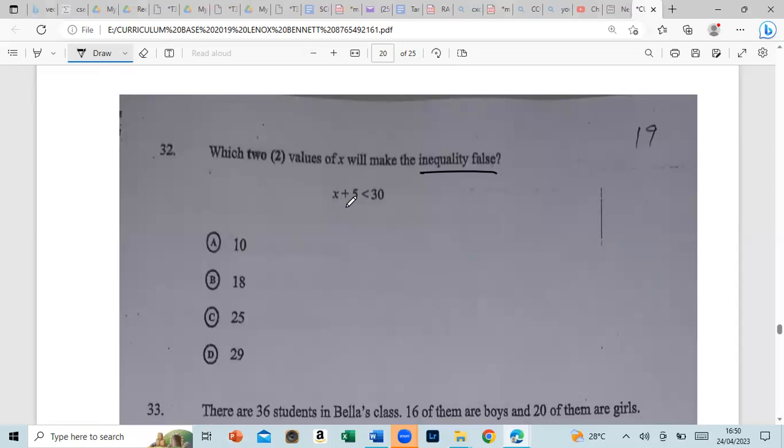10 plus 5, that's 15. 15 is less than 30. So that is not false, right? That is true, because 15 is less than 30. So you're putting 10 and adding 5 and the result should be less than 30, right? So 15 is less than 30. That is true. Alright. False, it's saying.